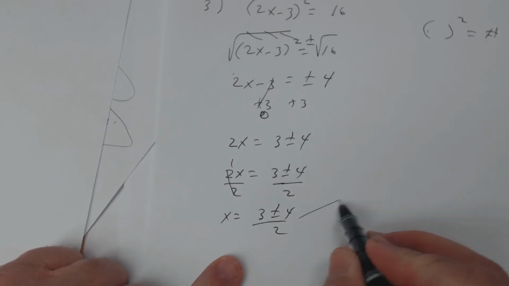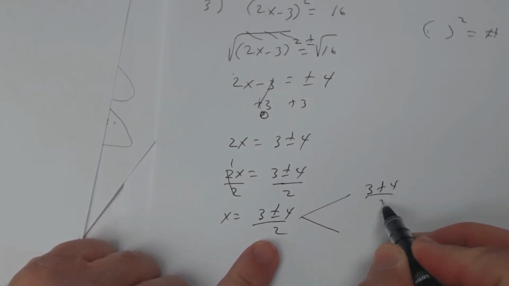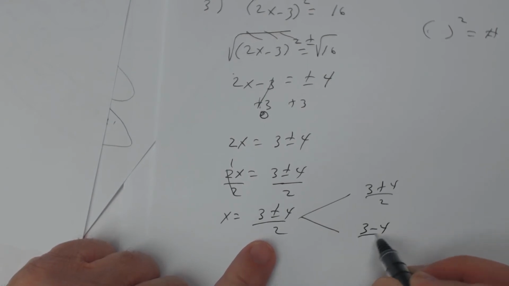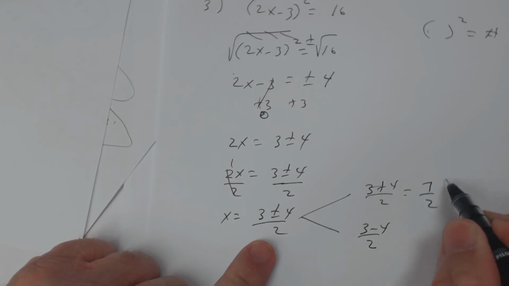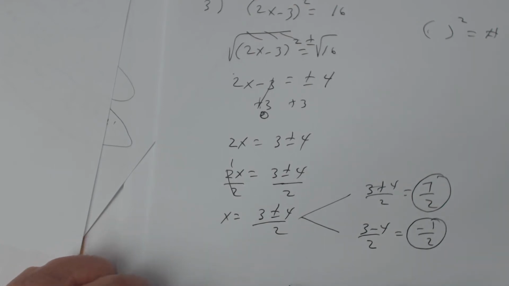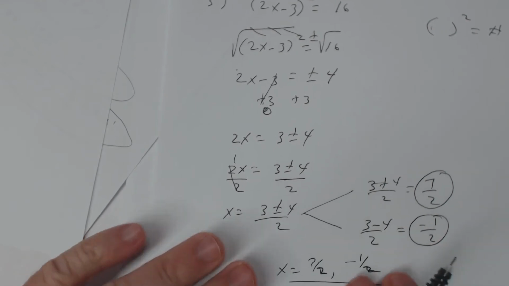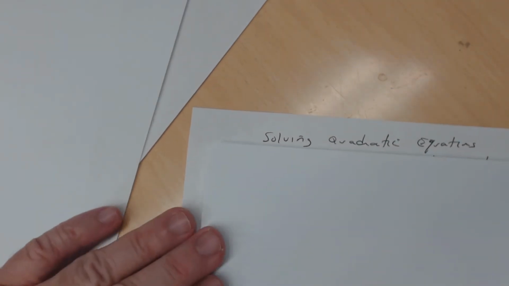So what you want to do is kind of split them up like this. You're going to say 3 plus 4 over 2, and then 3 minus 4 over 2. And so 3 plus 4 is 7, so you get 7 halves as one of your solutions. And the other one, 3 minus 4 is a negative 1, so negative 1 half is the other. And so your solutions would be x equals 7 halves, comma, negative 1 half. So notice the difference between those. It's very important.